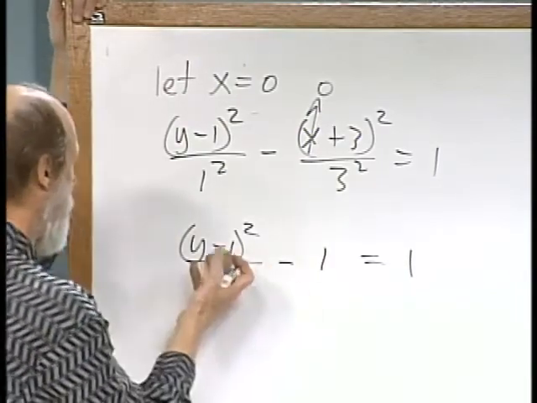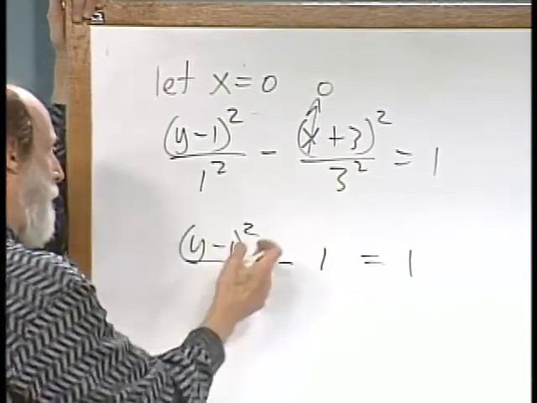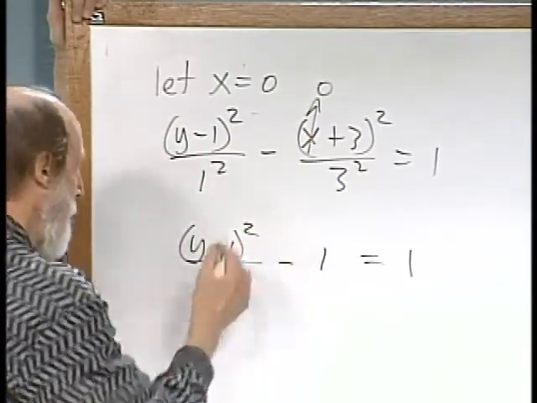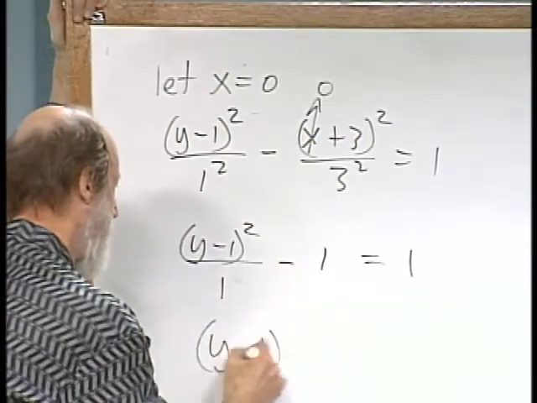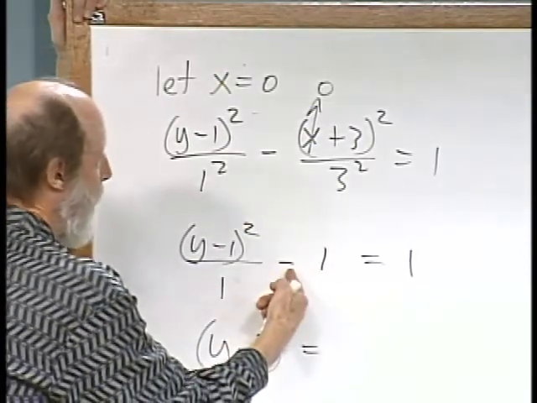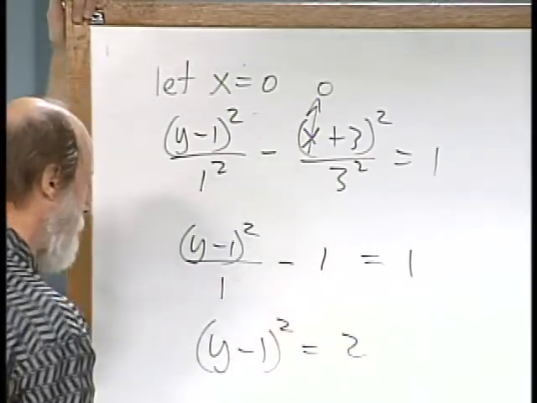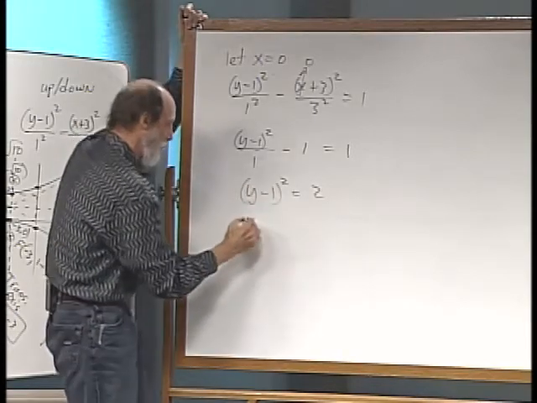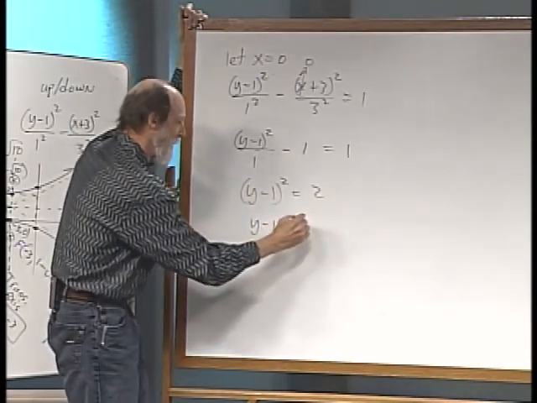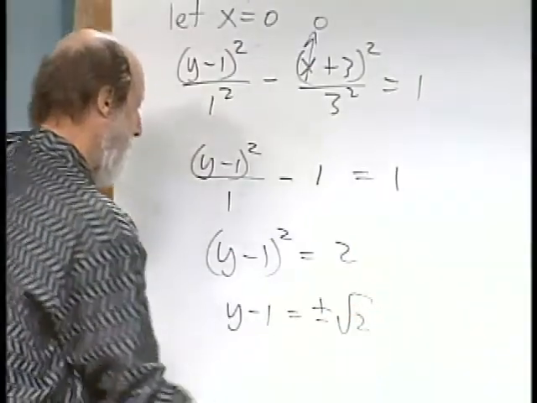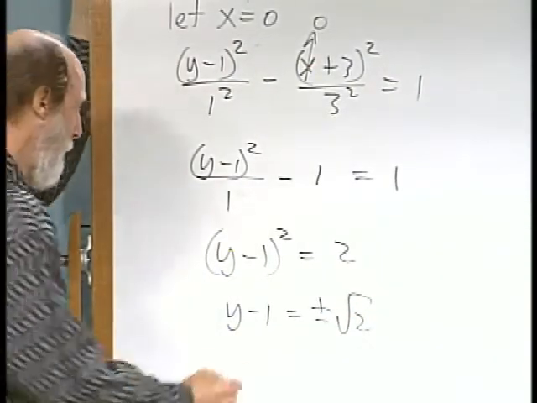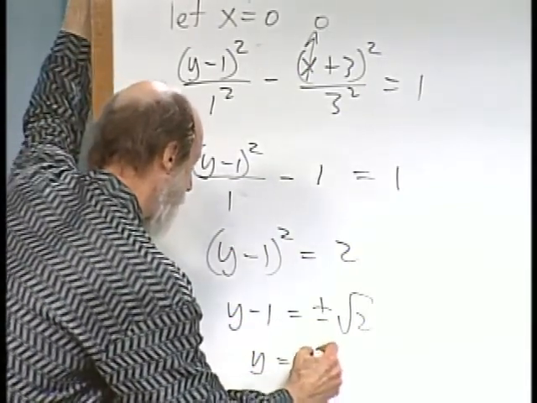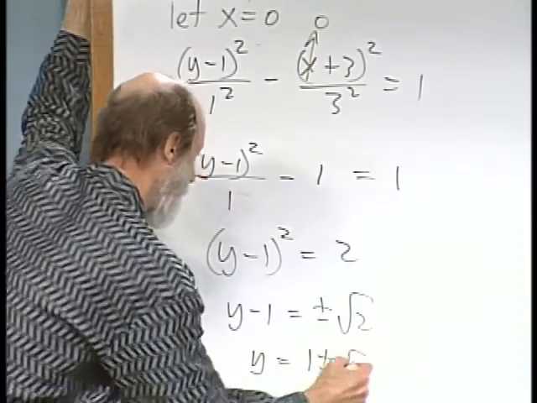So what we can do then is isolate this binomial, and this will be the square root property. Y minus 1 squared equals, we add 1 to both sides and we get 2 over here. And so then we extract the root, solving for y by square rooting both sides. And be careful here, back in beginning algebra, this is plus or minus square root of 2. Then we add 1 to both sides, and we get those two values, 1 plus or minus square root of 2.